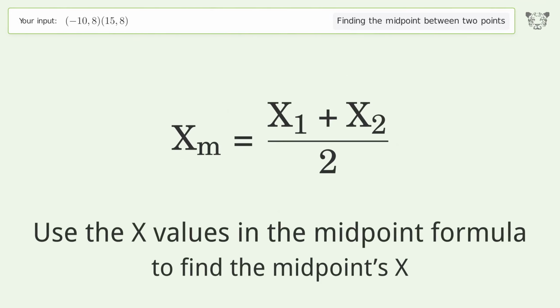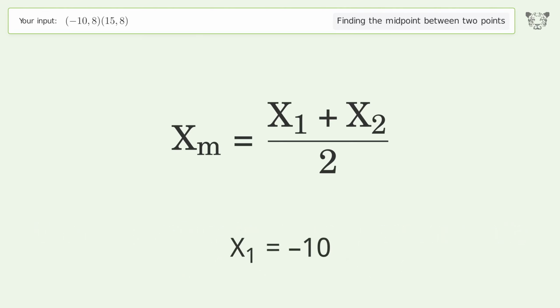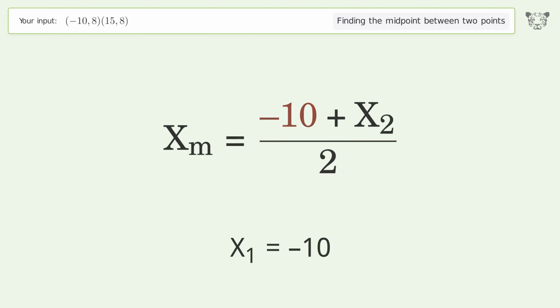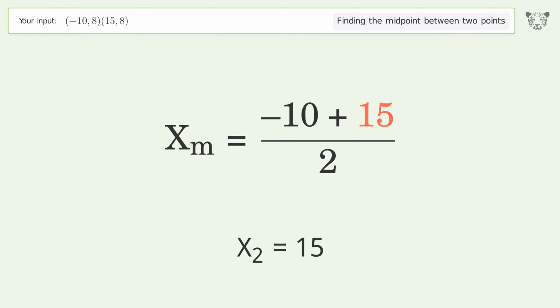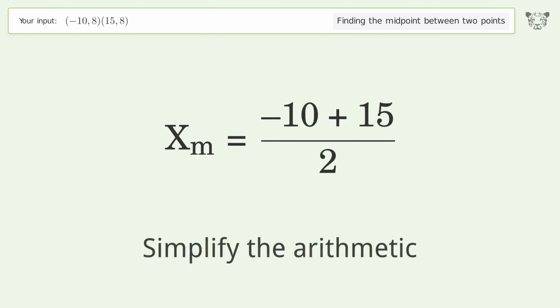Use the x values in the midpoint formula to find the midpoints x. x1 equals -10. x2 equals 15. Simplify the arithmetic.